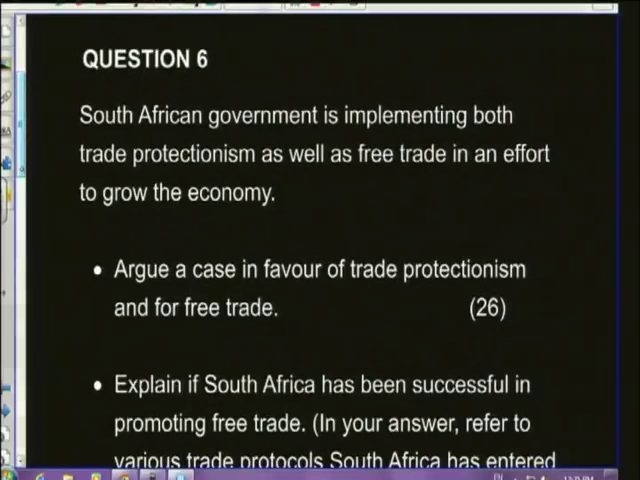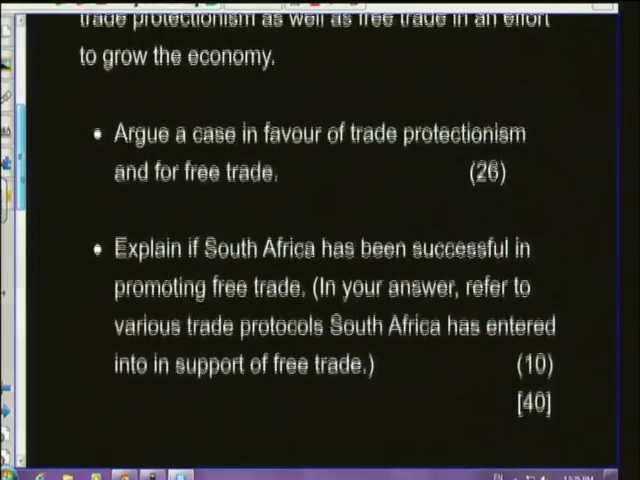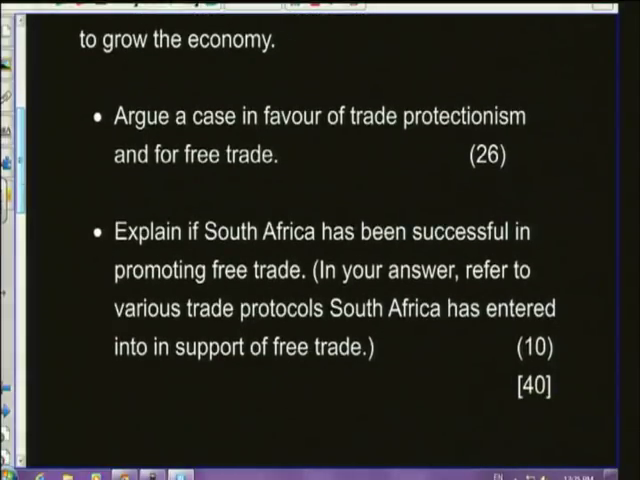I've chosen to do question 6, which is on economic pursuits. The South African government is implementing both trade protectionism as well as free trade in an effort to grow the economy. Argue a case in favor of trade protectionism and for free trade. That is the main part of the question for 26 marks.